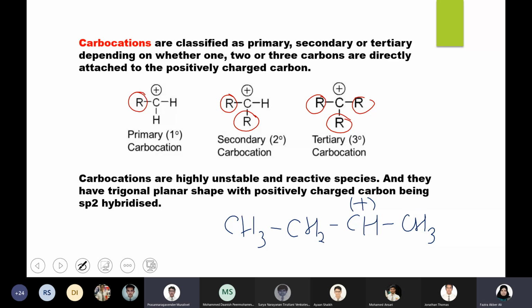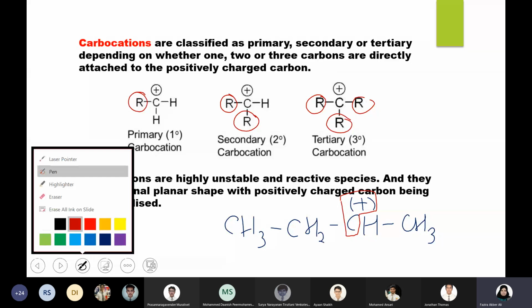Yes, how did you find out it is secondary? It's correct. How did you find out? Ma'am, because there are two alkyl groups and one hydrogen over there. Very good. It is like that only. That means first you look at the positive carbon. Then you look at how many alkyl groups are attached to this positive carbon.